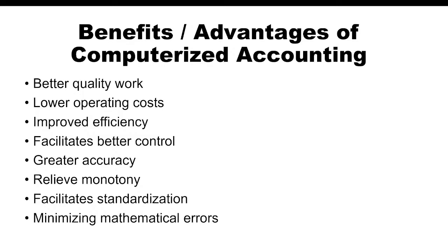So let's go ahead and look at the benefits of computerized accounting. So which are these benefits? We have better quality work when you use computerized accounting. The accounts prepared with the use of computers are usually uniform, neat, accurate, and more legible than manual work. We also have lower operating costs. It's a labor and time saving device. So the volume of work handled with the help of computers will result in economical and low operating costs.